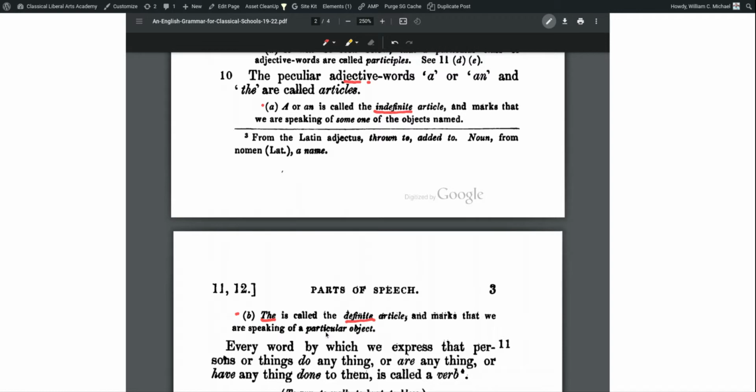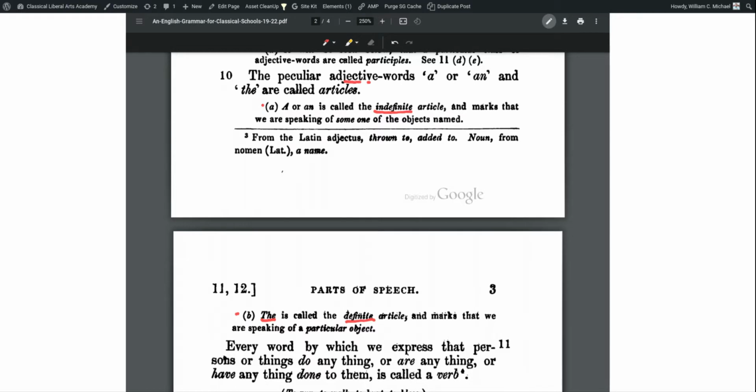Just listen to these two sentences and think of how different the image in your mind is when we use the two different kinds of articles. I ate an apple. Think of that sentence. Now think of this sentence. I ate the apple. I ate an apple. I ate the apple. You can see the difference that these articles make.